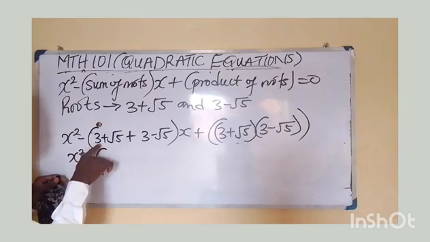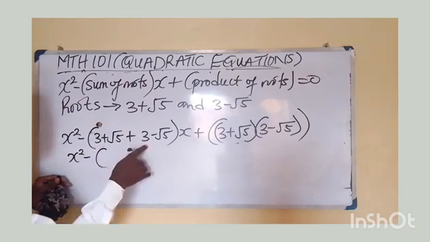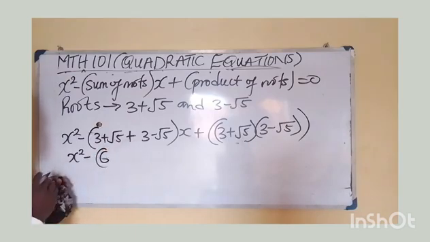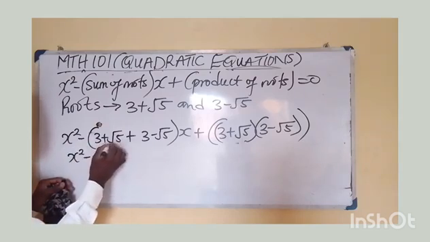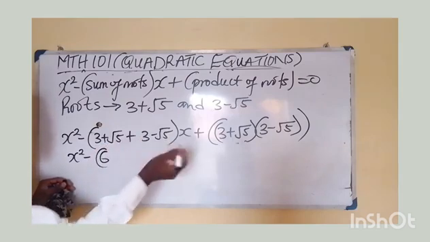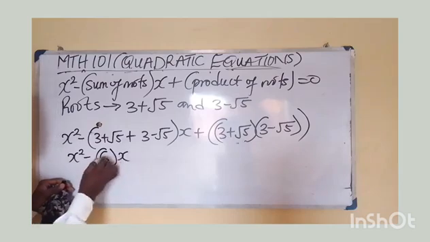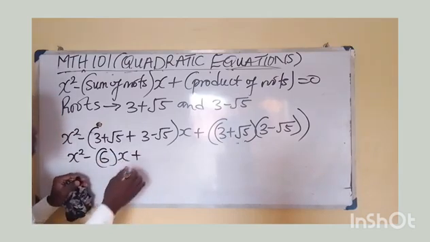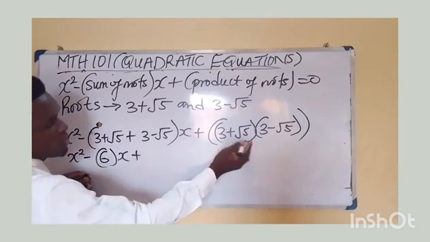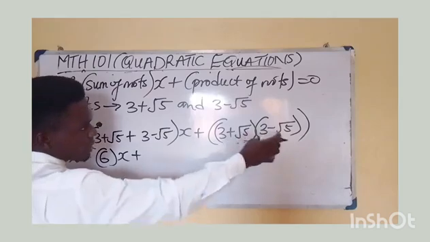this plus this, I have 6. You see that? Plus root 5 minus root 5 is out. So I have 6x. You see how easy it is? Then plus the product, which means I'm going to multiply this by this.